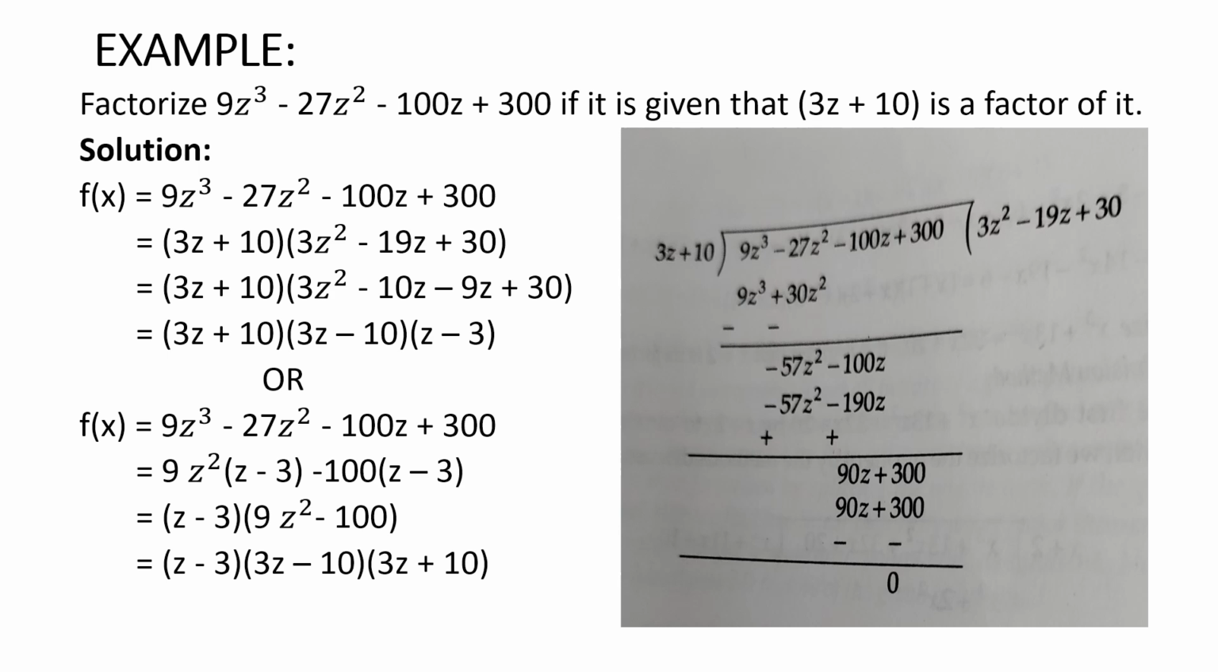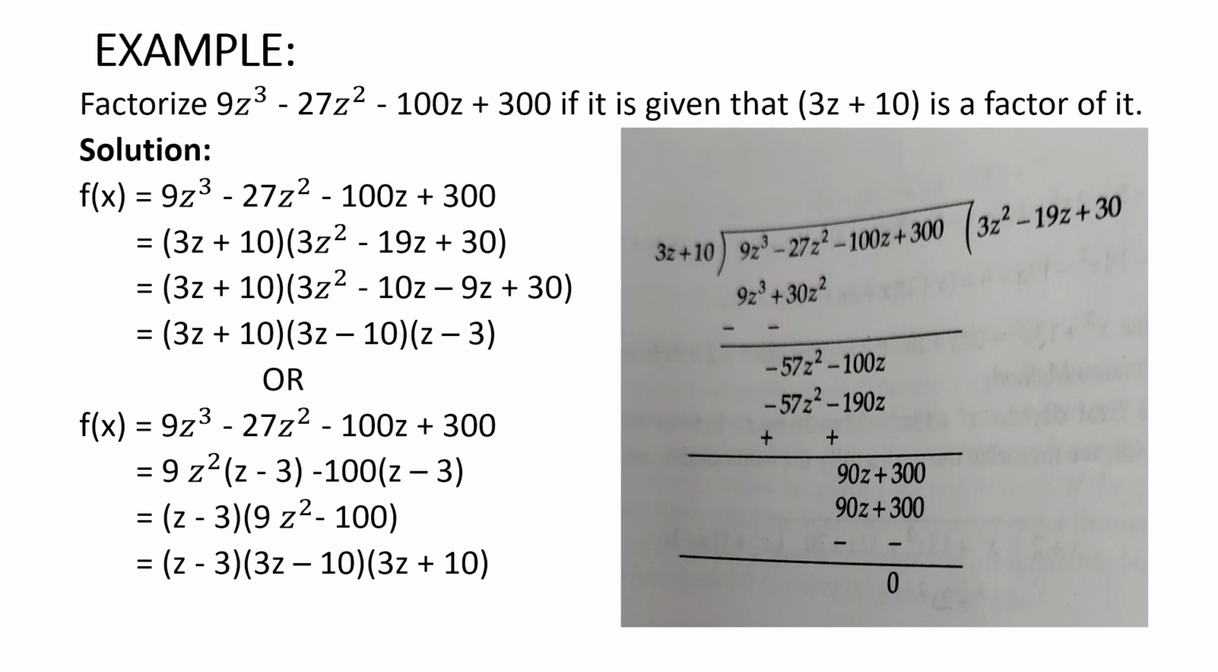Again over here, from 3z you need to get minus 57z square. So you need to multiply by minus 19z. Multiplying, 3z plus 10 into minus 19z gives minus 57z square minus 190z. Subtracting it means you just have to reverse the sign. You get 90z, bring the 300 down. So 90z plus 300. Again to get 90z from 3z, you need to multiply by 30. So 3z plus 10 into 30 will give you 90z plus 300. Hence the remainder will become 0.